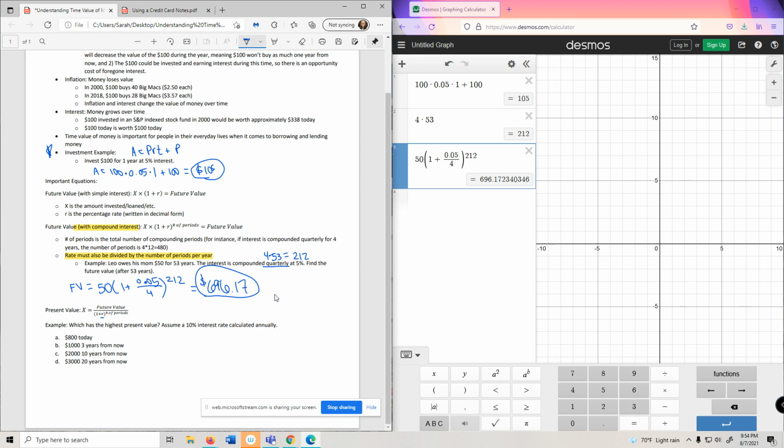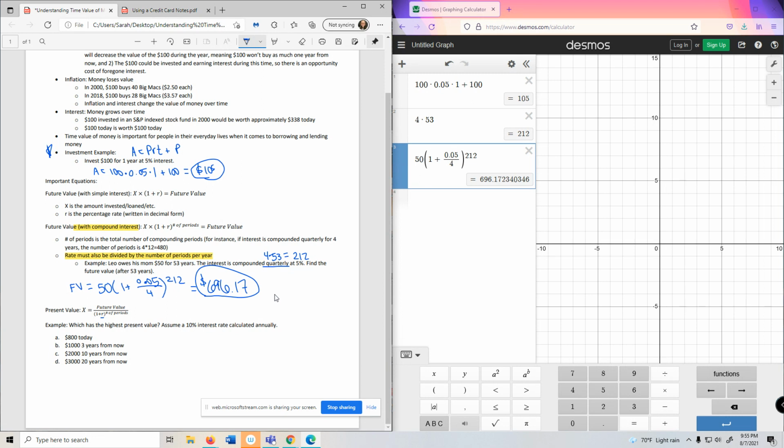So out of these, which one has the highest present value? And this, of course, over time, your money will lose value. And so we're going to compare: if I give you $800 right now, $1,000 but you don't get it until 3 years from now, $2,000 but you don't get it for another 10 years, or $3,000 and you don't get it for 20 years. So which of those is the most valuable in the present moment?